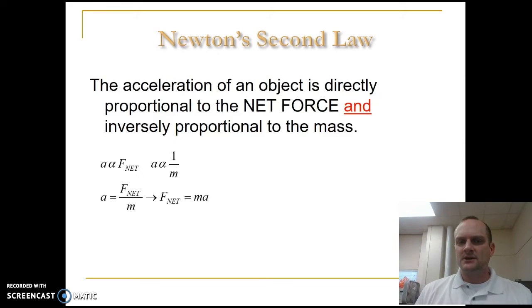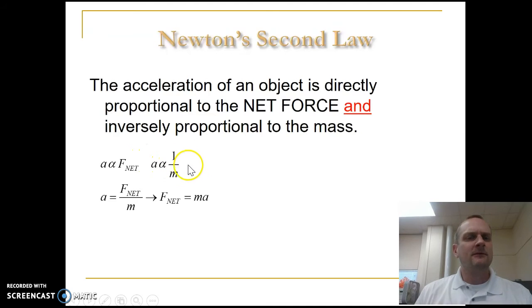So first of all, let's look at Newton's second law, right? The acceleration of an object is directly proportional to the net force and inversely proportional to the mass. So what does that mean? If acceleration is proportional to the net force, that means if I double the net force, I get double the acceleration. And that should make sense, right? If I push on an object twice as hard, it's going to accelerate twice as fast.